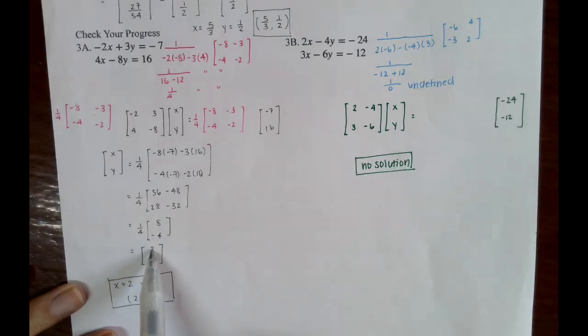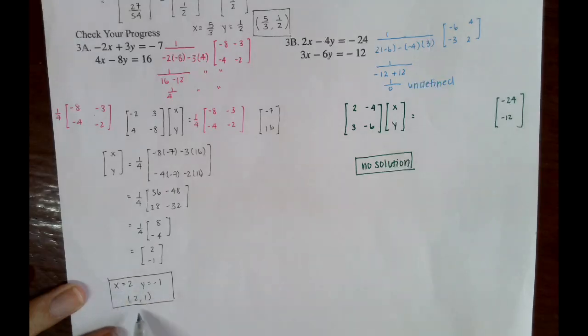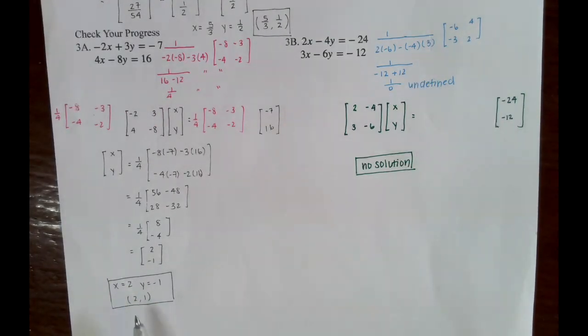A fourth of 8 is 2, and a fourth of -4 is -1, so this is my x, this is my y. So x is 2, y equals -1, and so if I were to graph these, they would touch at the point 2, -1.